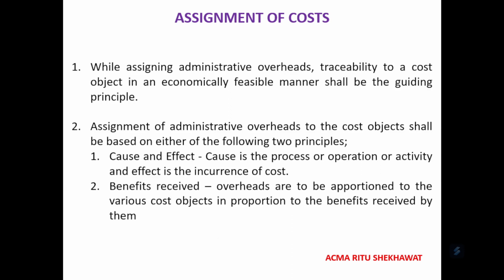Assignment of cost should be in an economic or feasible manner, and the assignment of administrative overhead to cost objects shall be based on two principles: cause and effect, and benefit received. Cause is the process of operation or activity. Benefits means overheads are to be apportioned to the various cost objects in proportion to the benefits received by them.